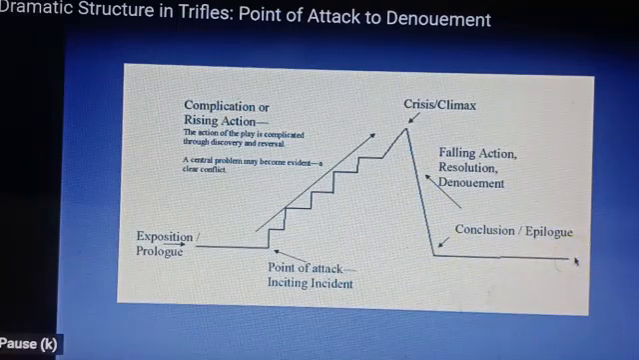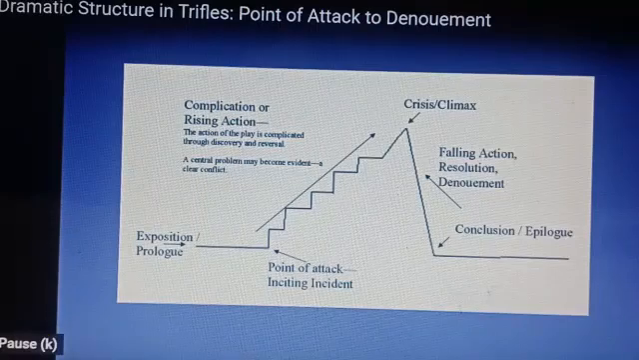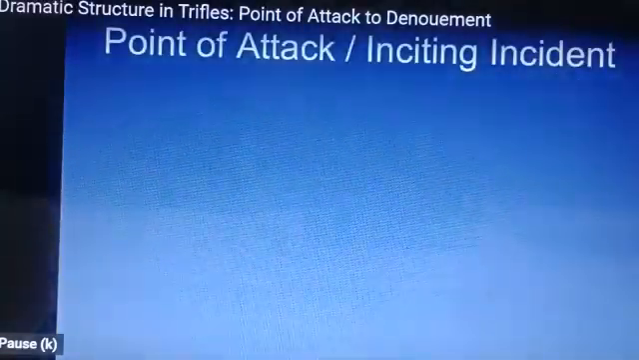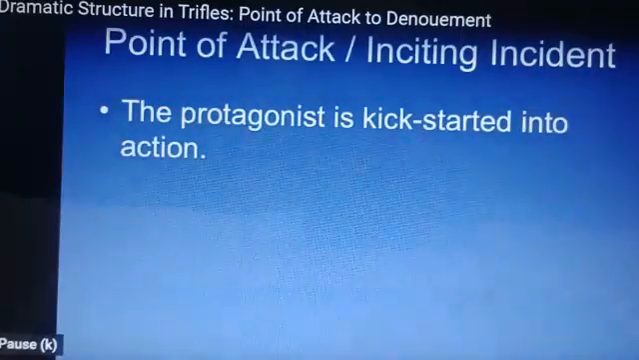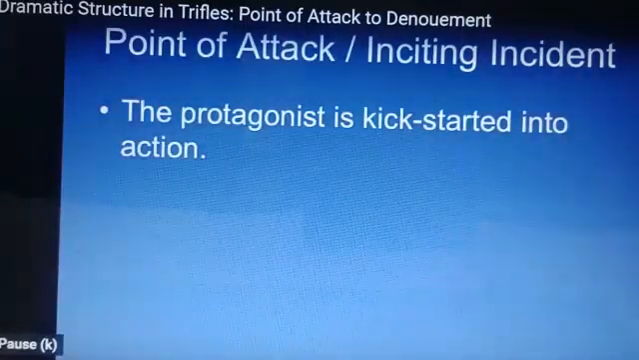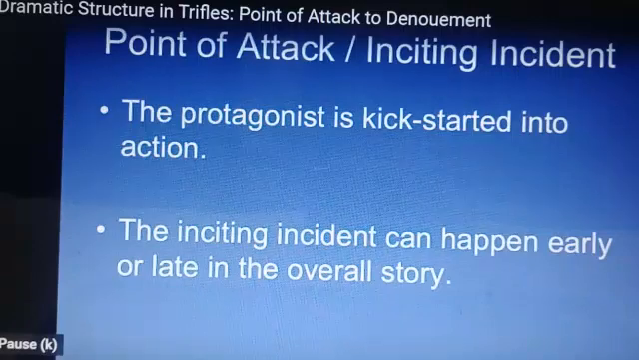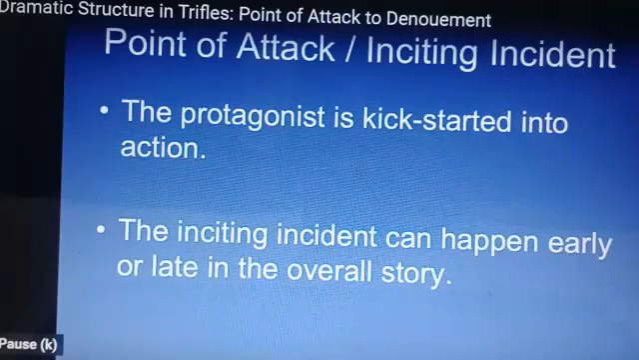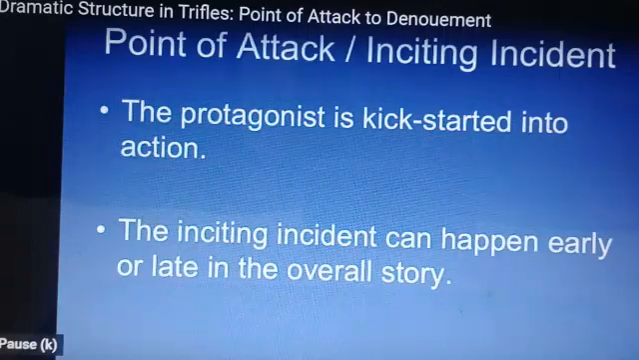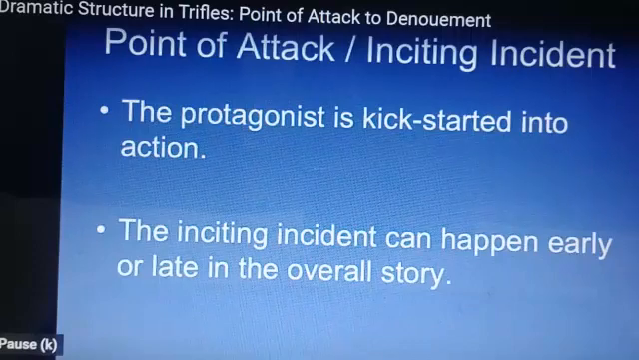The point of attack or the inciting incident, remember this, is when the protagonist is kick-started into action. The inciting incident can happen early or late in the overall story, so there is a difference between the story and the snapshot the playwright takes to create a plot for the play. In this case, a lot has happened before the action of the play begins: all the exposition we talked about in class, the history of Mr. and Mrs. Wright, the murder, the fact they are all now going to the house to figure out the motive. That's all happened before the action for the protagonist begins.